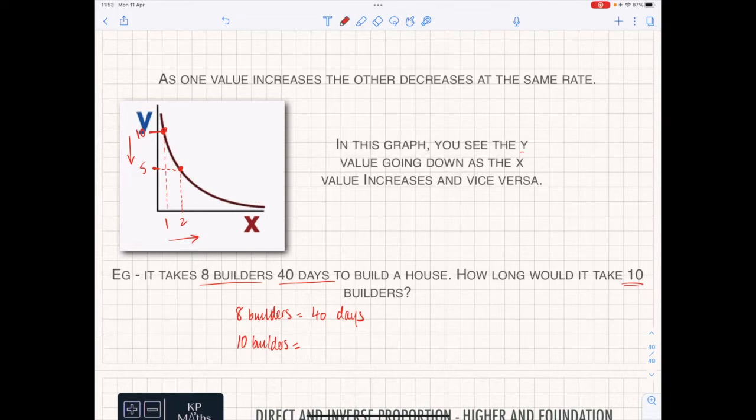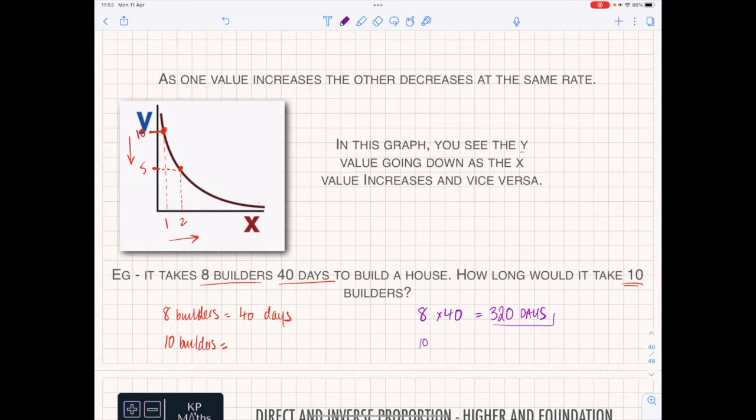The way I approach these questions is by thinking to myself, how many days overall should it actually take to be built? If I've got 8 people and each one of those people is working for 40 days, all 8 of them are on site building that house for 40 days, well, 8 times 40 is 320 days. So for everybody's time, it is taking 320 days of combined time to build this house. But I don't want to know for 8, I want to know for 10. But this still stays the same. It will still take 320 days to build this house. It doesn't matter how many people I have building it, it will take 320 days.